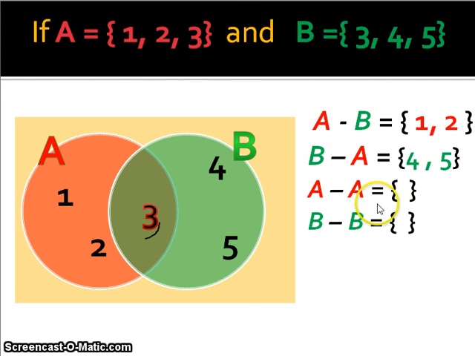If we are to take all the elements of A from itself, if we take 1, 2, and 3, then we don't have any remaining elements. So our set will be an empty set. Same thing with B minus B. If we are to take 3, 4, and 5 from B, then we don't have any element in it. So our set is an empty set.